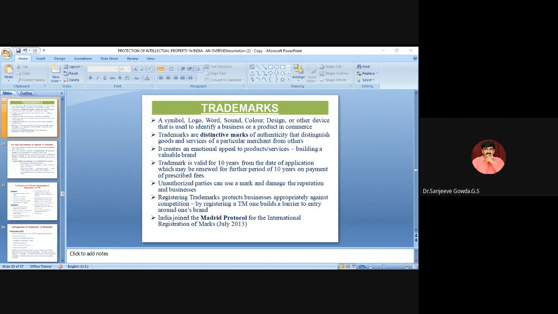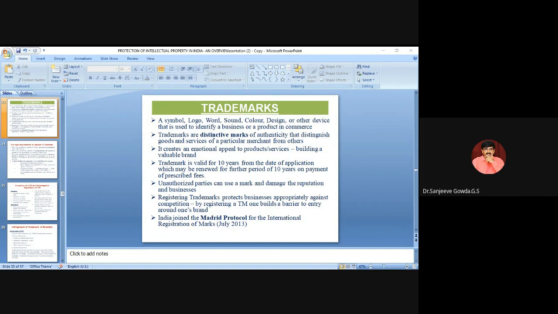These are the four functions of the trademark. That is, it identifies the product and its origin, guarantees its quality, advertises the product, and creates an image of the product in the mind of the consumer. These are the four functions. Then, what are the advantages of the registration of the trademark? Why do we need to register?